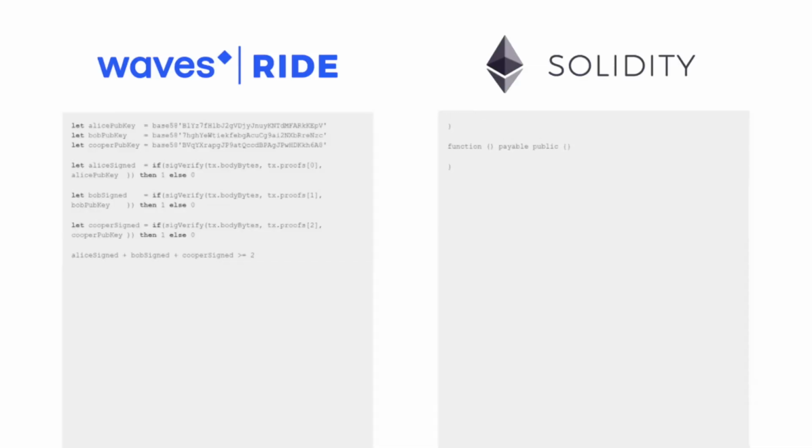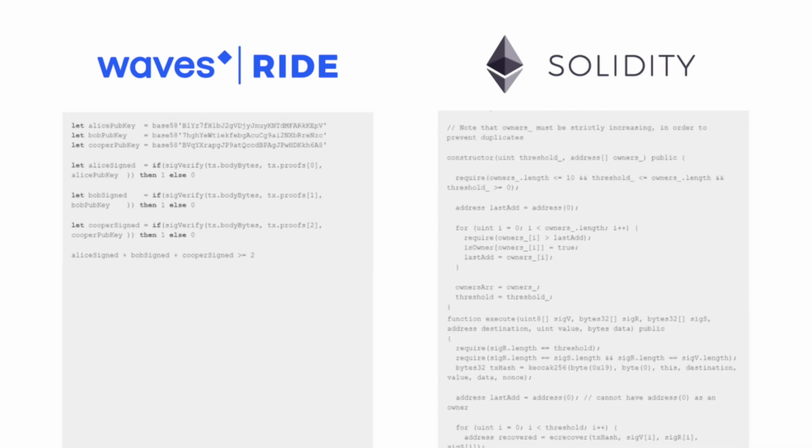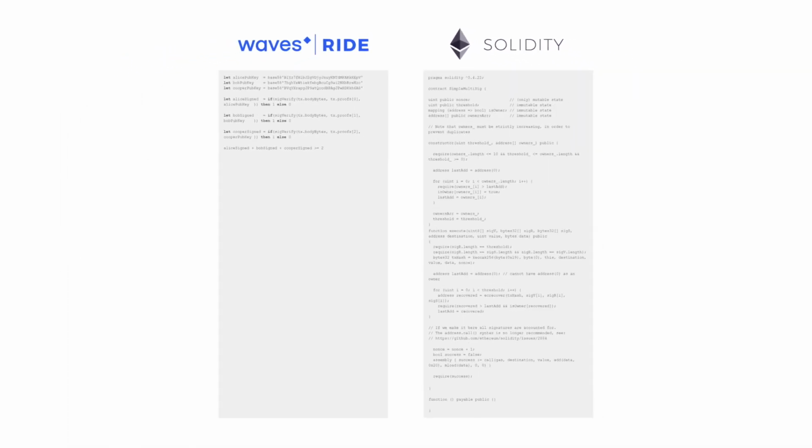Here is a comparison of a 2 out of 3 multi-signature smart contract written in both RIDE and Ethereum Solidity. It's obvious to see that creating this type of smart contract is a much easier task for developers, leaving them more time to work on things like UI and other functionality.